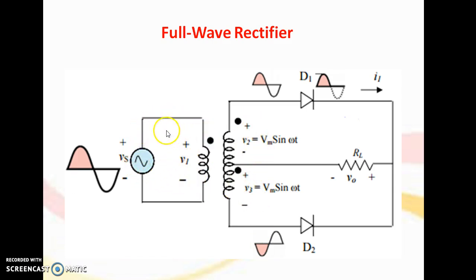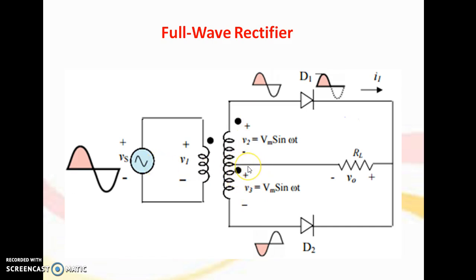This is the transformer's primary connections. We are connecting the AC mains to the transformer primary. Source voltage is there, input voltage is there. Whenever a positive half cycle is there, we get the polarity like this: this is positive, this is negative. Voltage is induced in the upper half of the secondary, and the same voltage of opposite polarity is also induced in the lower half of the secondary. If V voltage is there, V voltage is also there, so the total voltage is 2V, a series connection.